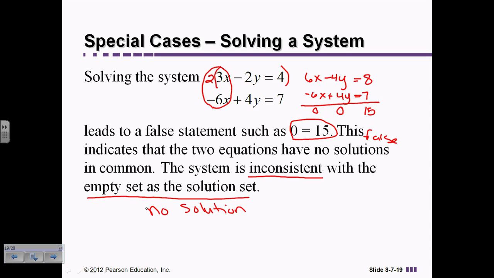So then we can go through and make that decision. You can't go any further with the problem. You can't figure out what x and y are because there's no solution.